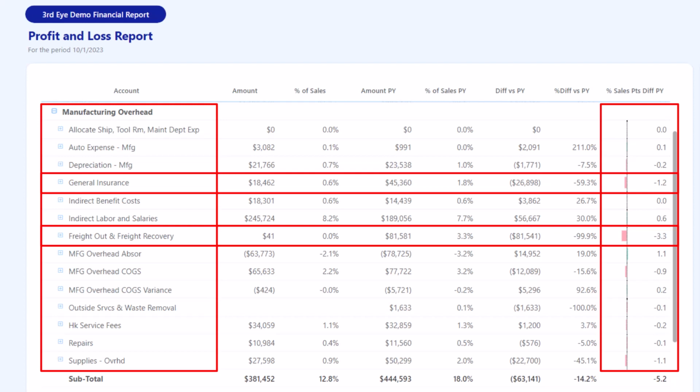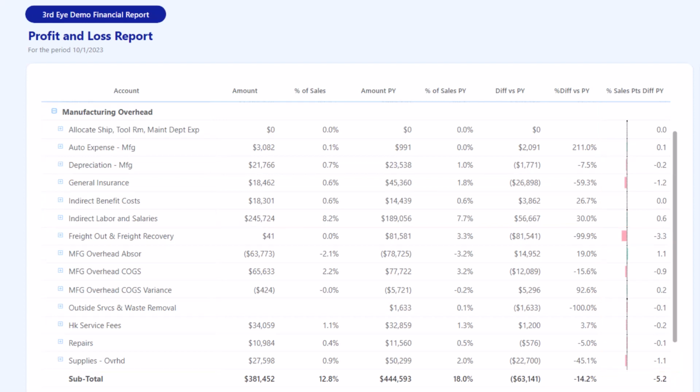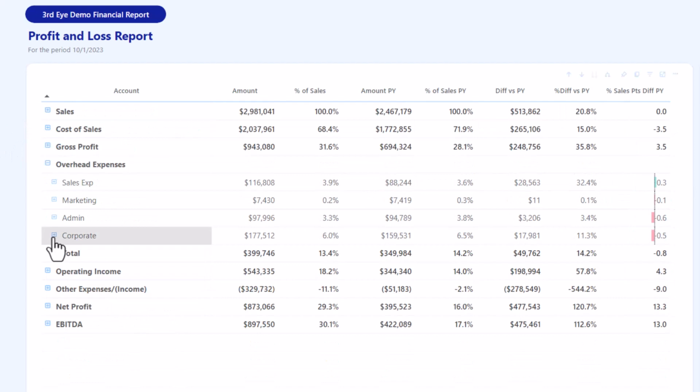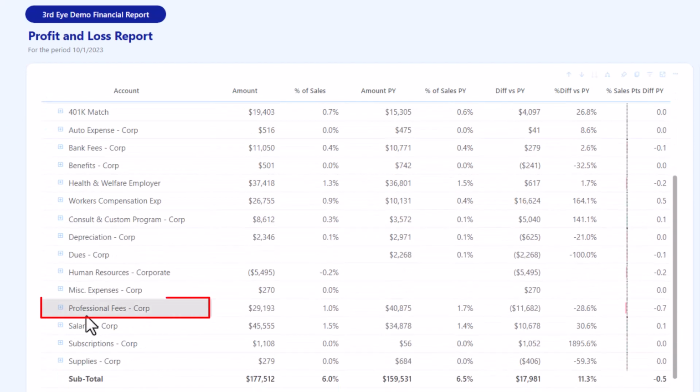So now we know the biggest factors for improvement in gross margin was the decrease in manufacturing overhead, which was primarily freight recovery, and to a lesser extent, general insurance. Now I'll quickly show how easy it is to drill down even further, investigating professional fees. If we look into overhead expenses, corporate, we see professional fees decreased $11,000.